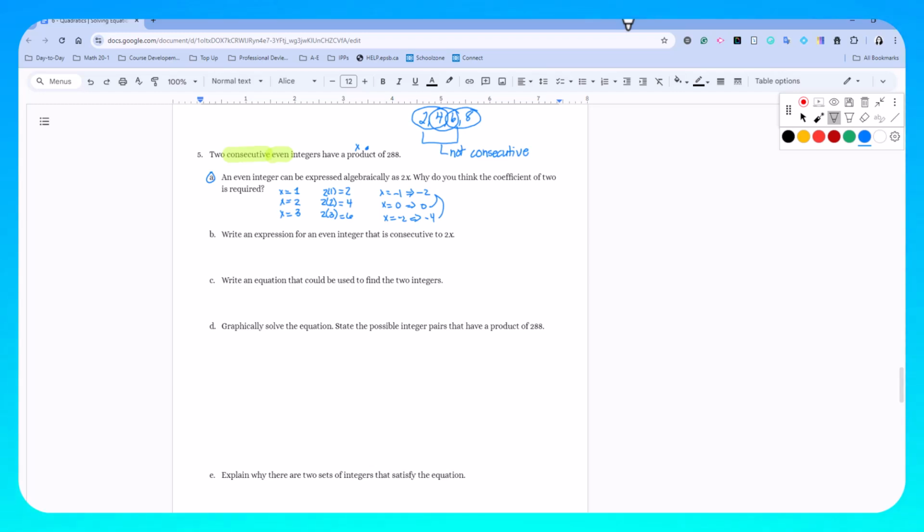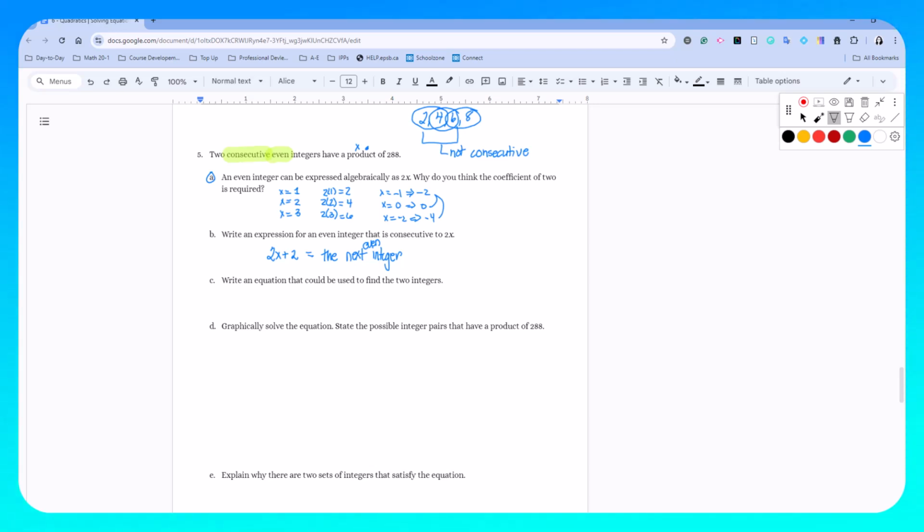Now, let's write an expression for an even integer that is consecutive to 2x. What do I have to do to 2x so that I get the next even integer? Well, that goes back to our group of 4 up at the top there. What is the difference between each number? Well, it's 2. It's like we're adding 2 every time. So the same thing goes here. I can say we're going to add 2, and that's the next integer. And in particular, the next even integer.